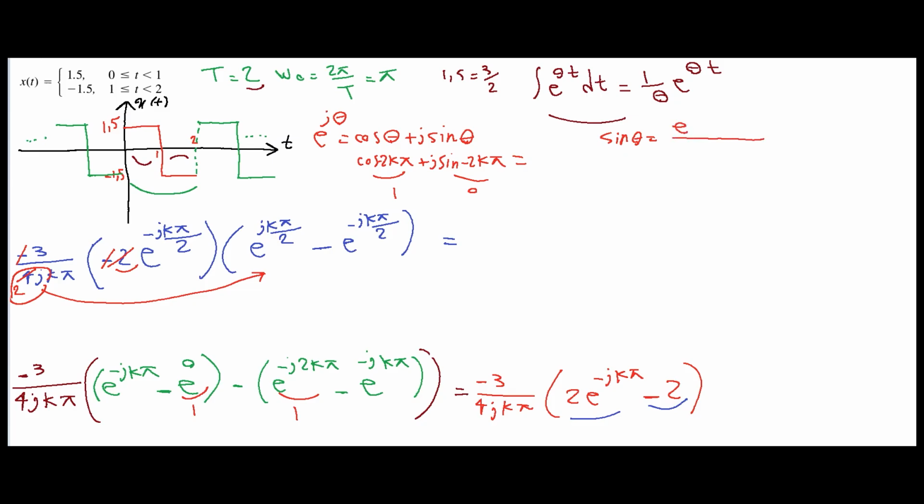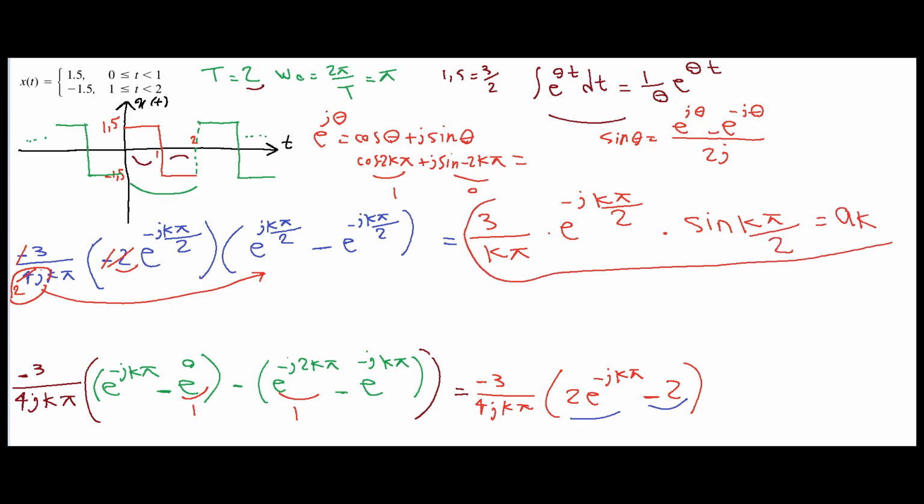After simplifying, we recognize another well-known Euler identity, which relates exponential functions to the sine function. Using this identity, the final expression for the Fourier series coefficients becomes 3 divided by kπ multiplied by e to the power minus jkπ/2 times sine of kπ/2. This is the final closed form expression for the exponential Fourier series coefficients.